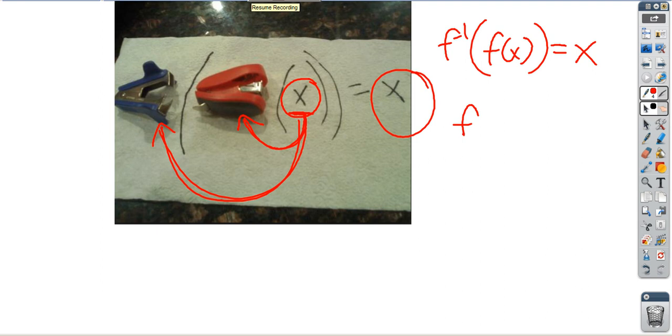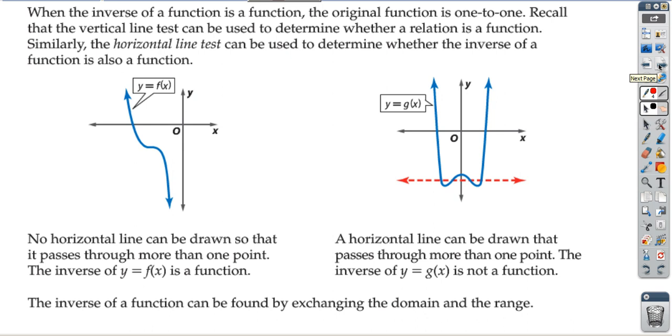So that also works for the other direction. If I take f inverse and plug it into f, those will also undo each other, and I'll get x again. All right, here's what it looks like on a graph.